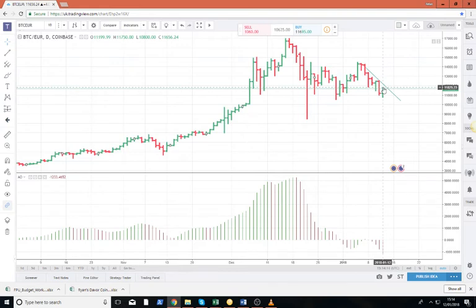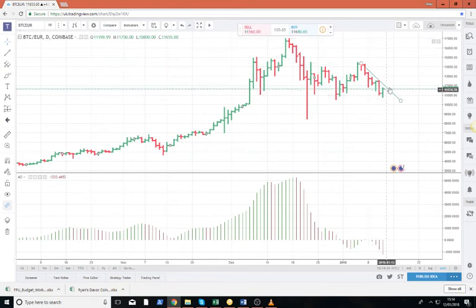Now if it breaks above here the following day, I would look for buying positions, or if it breaks above here I will do the same thing. Now the first target will be here, which is around 14,500. The second target will be the high of the market.